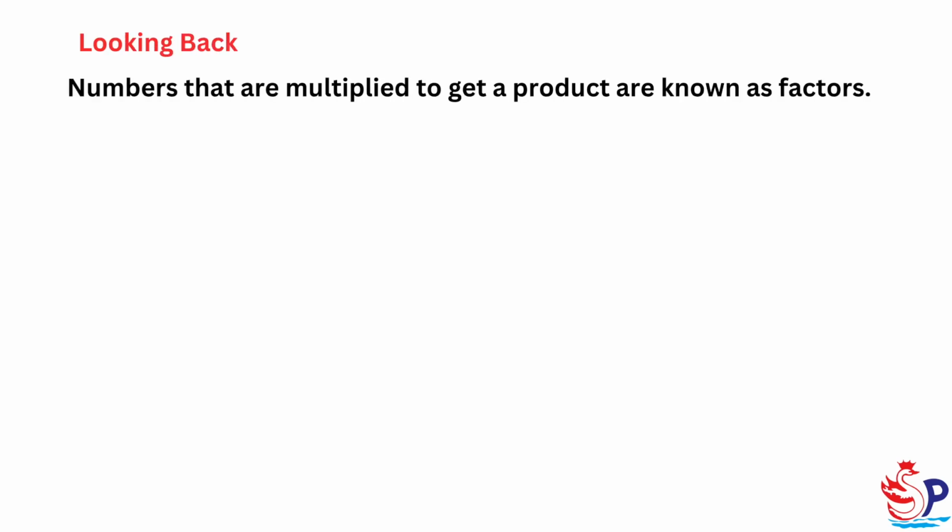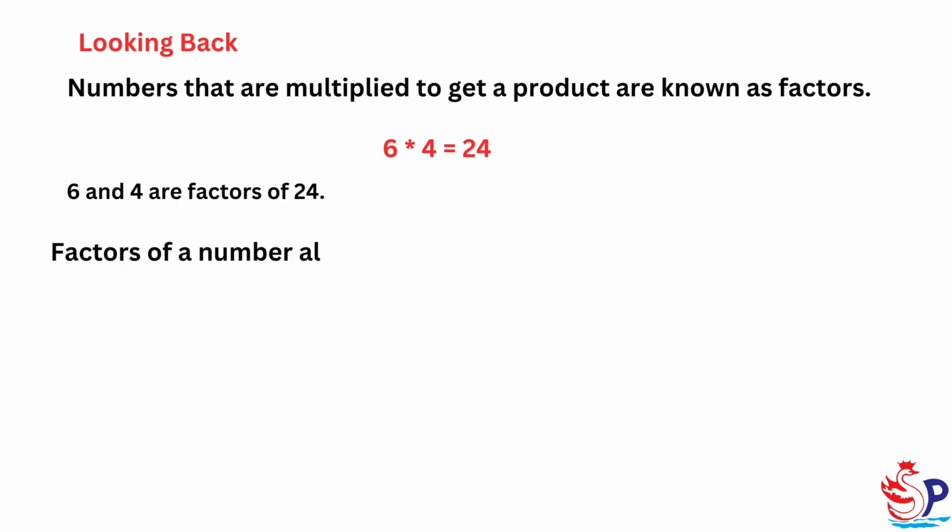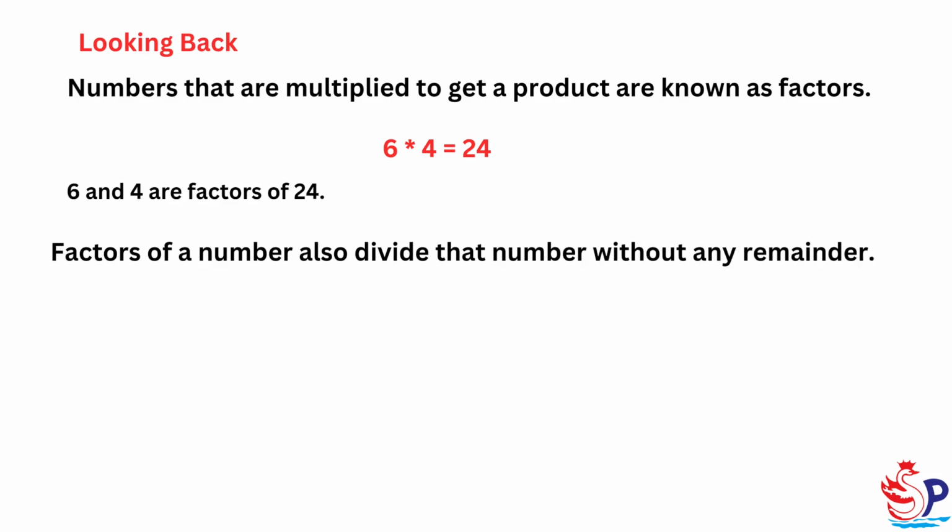Looking back, numbers that are multiplied to get a product are known as factors. 6 multiplied by 4 equals 24. 6 and 4 are factors of 24. Factors of a number also divide that number without any remainder. 27 divided by 3 equals 9. 9 and 3 are both factors of 27.